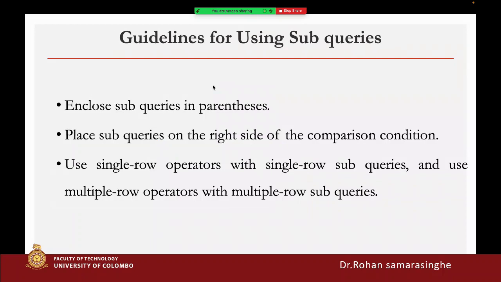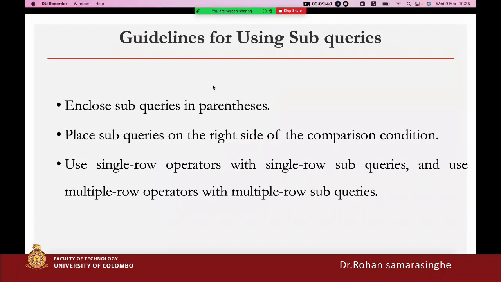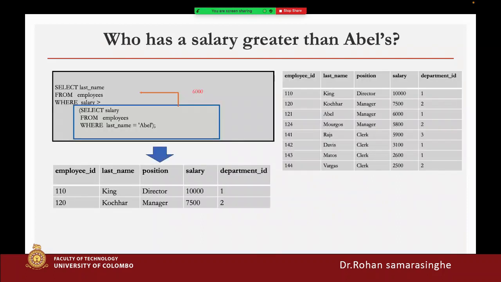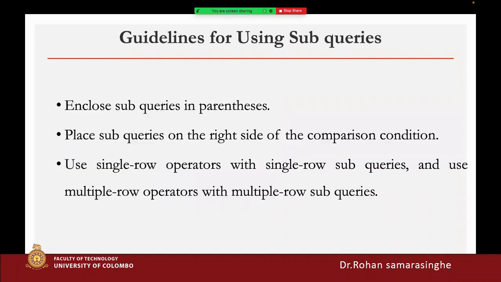Third one is use single row operators with single row subqueries and use multiple row operators with multiple row subqueries. Here in this case, the output is only one value, that is called a single row. Sometimes the output can have multiple rows also, and that's why it says use single row operators with single row subqueries and use multiple row operators with multiple row subqueries. I will explain this example later.